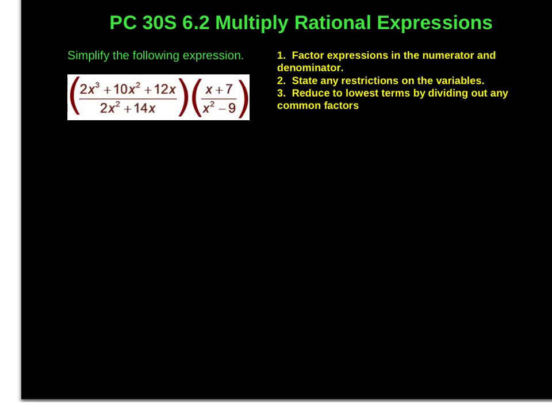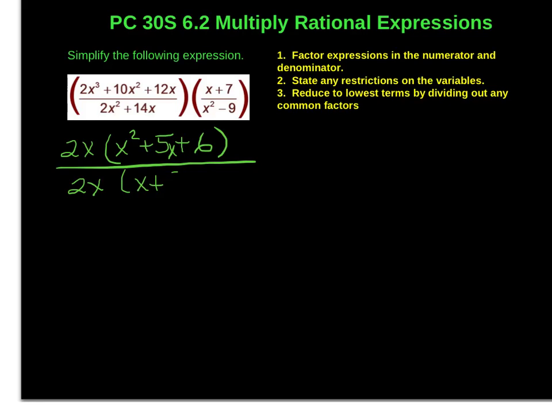So let's first get in and factor that 2x cubed plus 10x squared plus 12x. The first thing that you should notice is that you can factor out an x and a 2. So let's factor out a 2x first. So factor out a 2x and we end up with x squared plus 5x plus 6. Okay, and then notice in the denominator of that first rational, we can also factor out a 2x. And then we're left with an x plus 7.